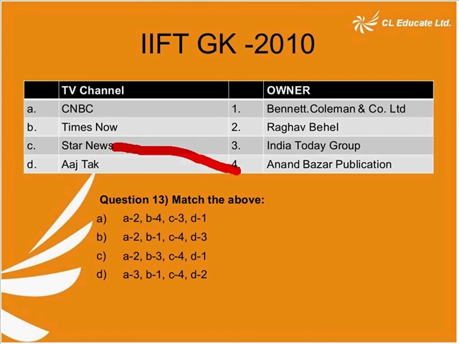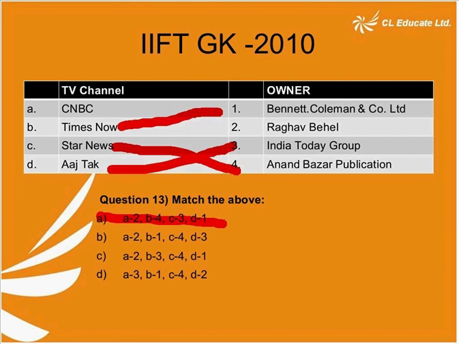Now, what is Times related to? Times related to Bennett Coleman, Aaj Tak to India Today Group. Not a very, very difficult question. CNBC to Raghav Bahl. I hope you get the answer. A to B1, C4, D3. We get the answer as B. Absolutely correct.